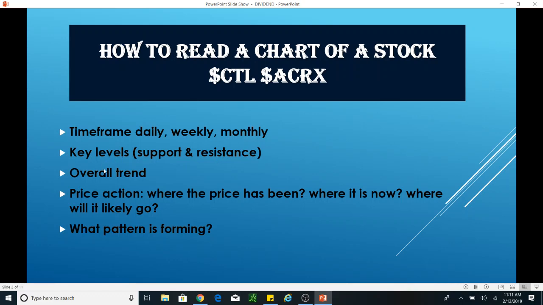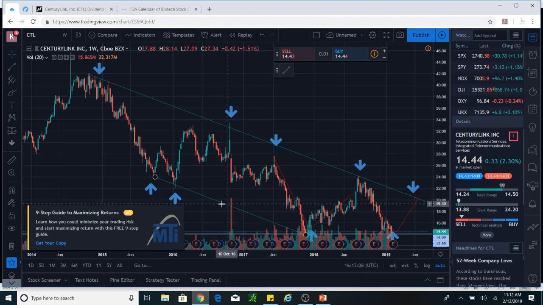Okay, you need to look at the key levels of the chart. What is the stock key level? Where are the stock key levels? Okay, the overall trend, the price action, where the price has been, where the price is now, where will it likely go. So those are things that you want to look at in the price action. Then the last part of it, you want to see what pattern is forming now. What is the pattern that I'm seeing in the stock? Okay, so we will quickly jump into TradingView charting software so we can see how things work.